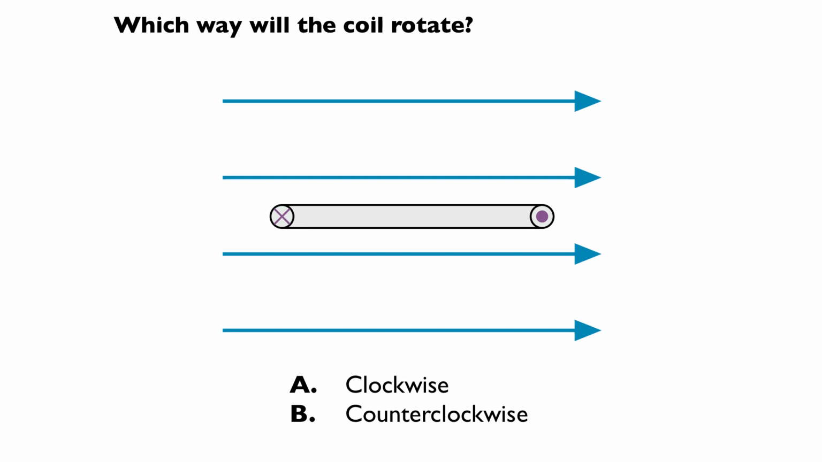Next up, if I have a coil of wire carrying a current like this, and it's in a magnetic field, question, which way will it rotate? Okay, so think about the forces on the different parts of the loop. Will it rotate clockwise? Will it rotate counterclockwise? This will be question number 6 on your quiz.